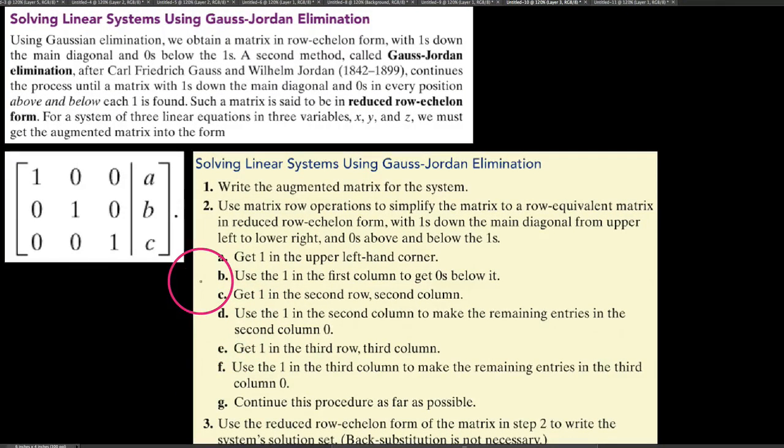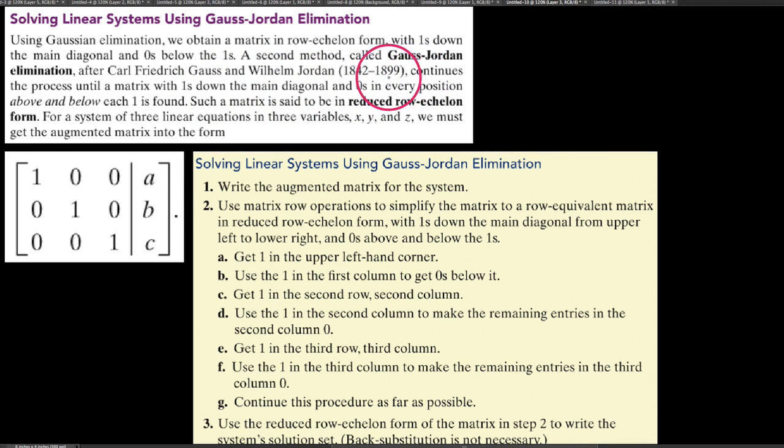Okay, YouTube, we've been using matrices, specifically augmented matrices, to solve systems of linear equations that have three or more variables. And up until now, we've been using this method called Gaussian elimination. In this video, we're going to confront what we call Gauss-Jordan elimination. And this also involves another mathematician's name here, Jordan, or Wilhelm Jordan.